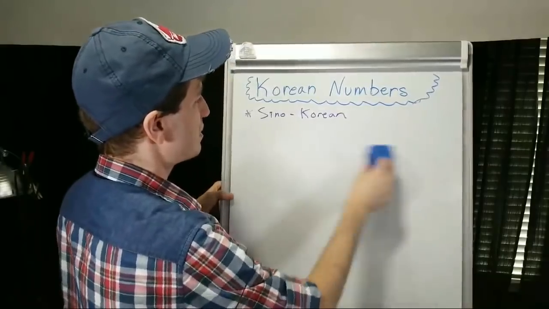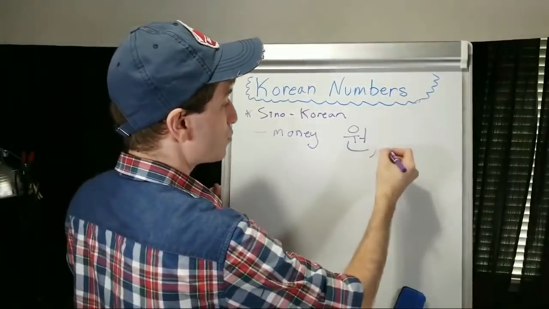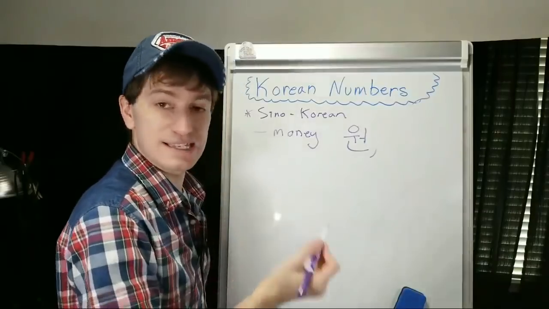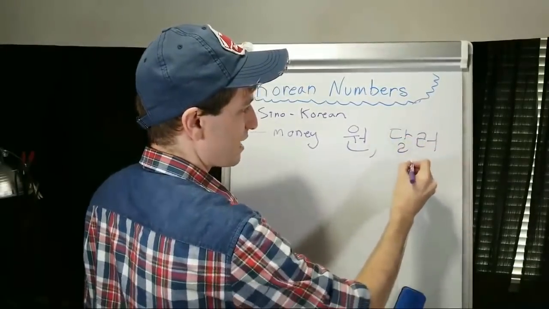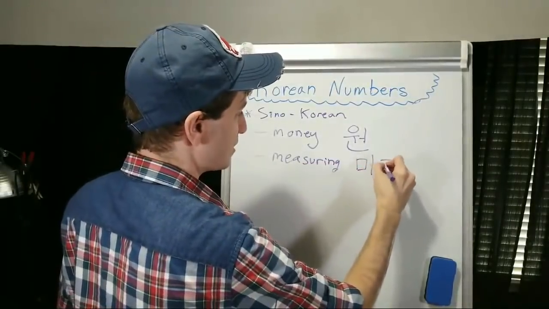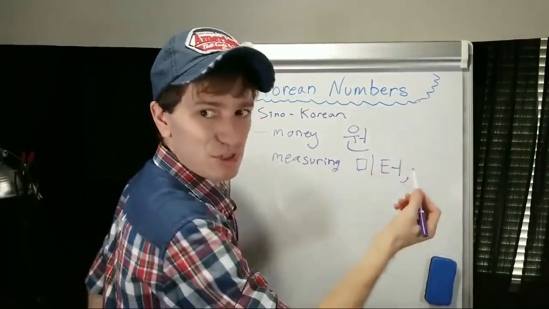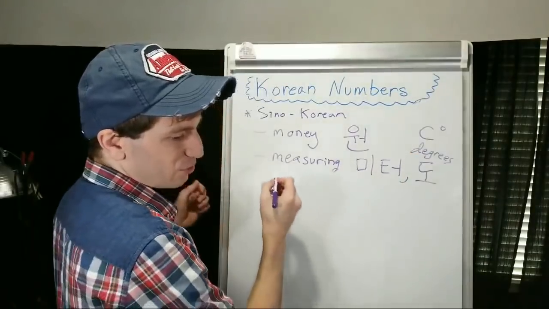Other things you'll use the Sino-Korean number system for are money. So won is the Korean money, but also if you're talking about currency in another country, dollars, you could say 달러, or you can say 불. Any sort of measuring. That includes meters, which they say 미터. That includes temperature, which is 도. 도 means degrees.